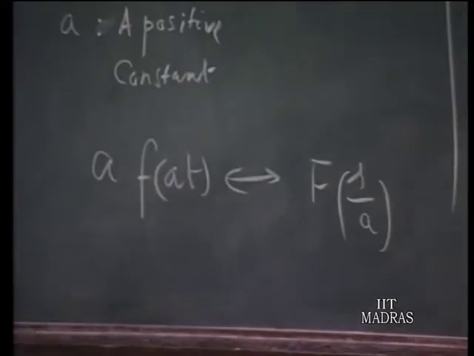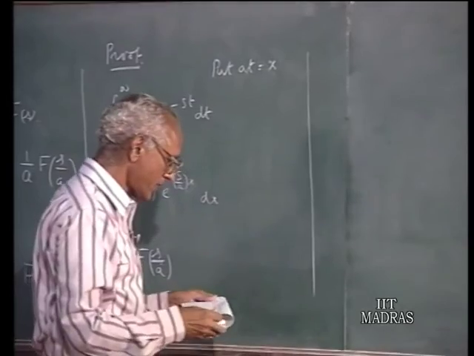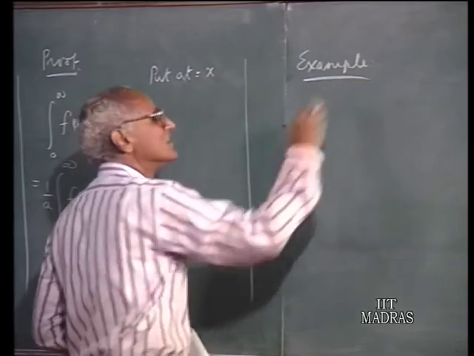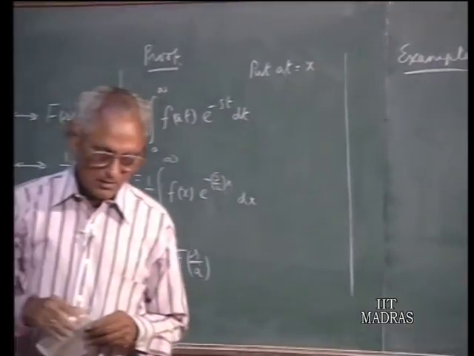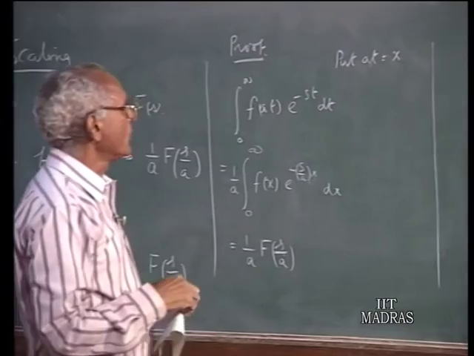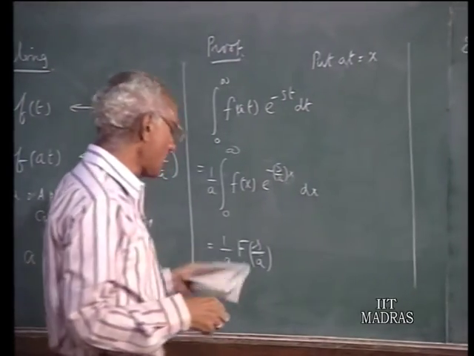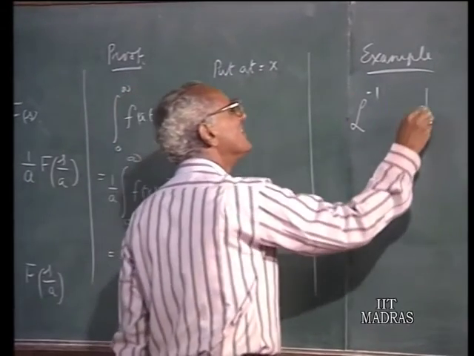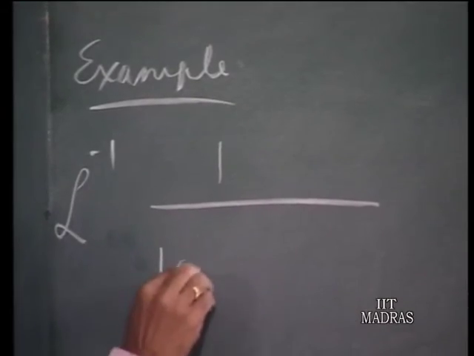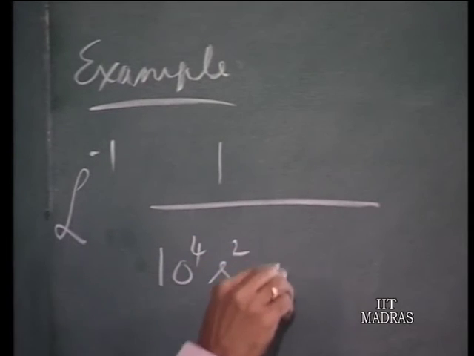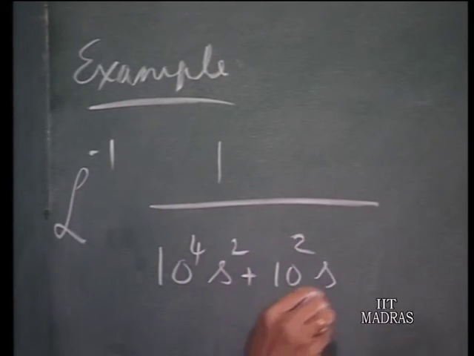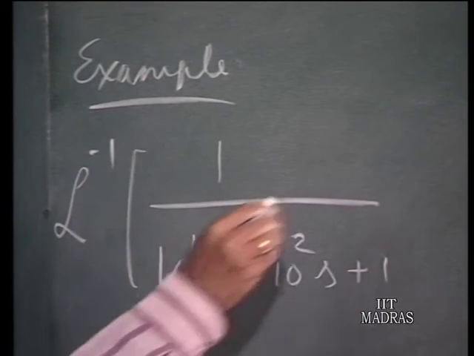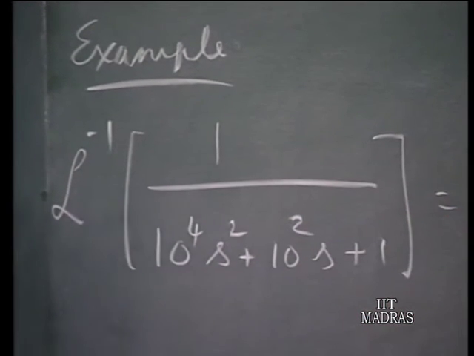Now, this particular rule comes in handy sometimes in numerical working like this. Let me illustrate this by means of an example again. When you have large numerical constants, sometimes we can avoid this by suitable scaling. Find the inverse Laplace transform of 1 over 10 to the power of 4 s squared plus 10 to the power of 2 s plus 1. Suppose I ask this question, what is the inverse Laplace transform of this? We have to find this out.